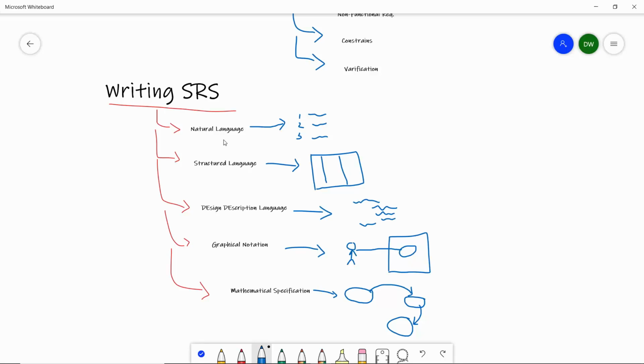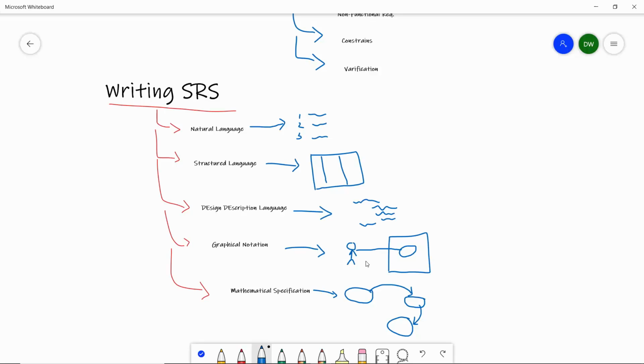So when you are writing system requirement specification, you can write it using these 5 languages. First one we discussed was natural language, which expresses the requirements using numbered sentences. And in structured language, it is written using natural language, but it is according to a standard template or standard format. And this design description language uses a language which is similar to programming languages, but this is rarely used.